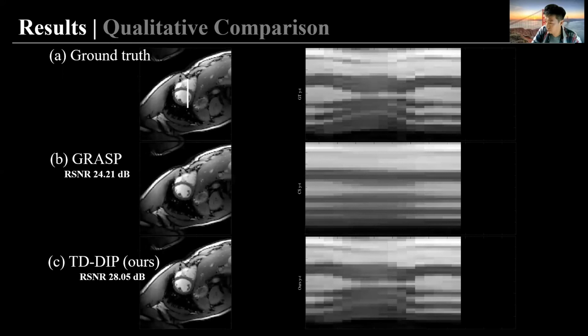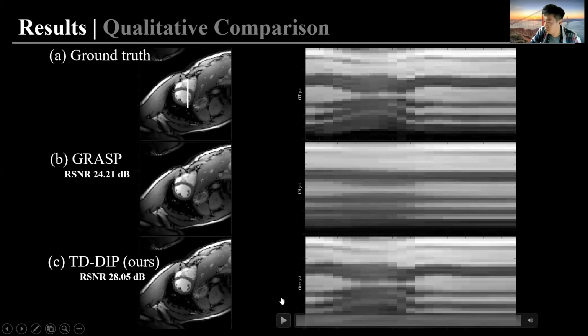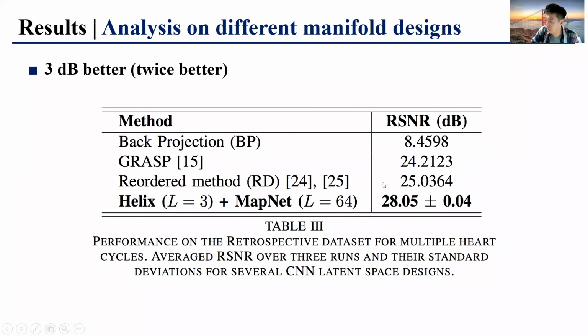Compared to this, the YT intersection, and if you compare with the conventional model-based optimization, it recovers good movement of the heart in the time domain as well. What I show you here is the reordered method, the previous state of the art among model-based optimization techniques in this area. And it was a 3 dB improvement, which is 2 times better signal to noise ratio, I guess. Like log 2 is 0.3, yes.